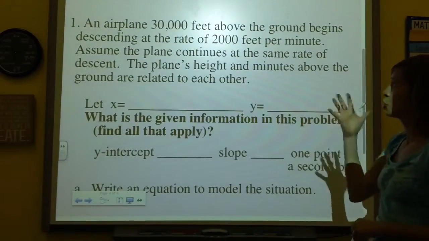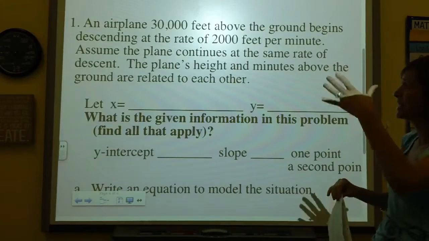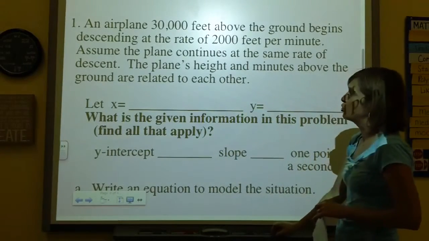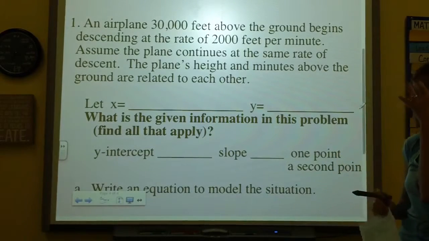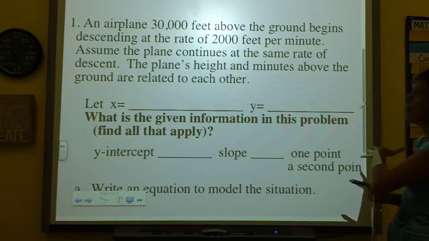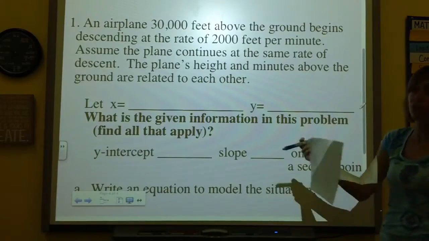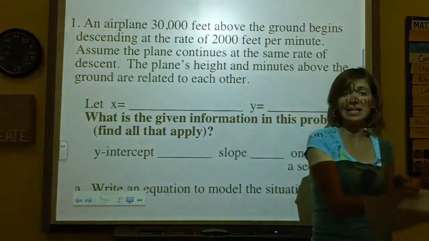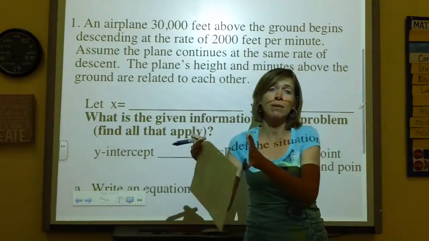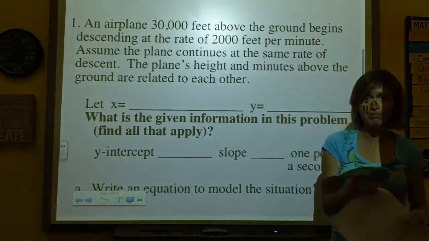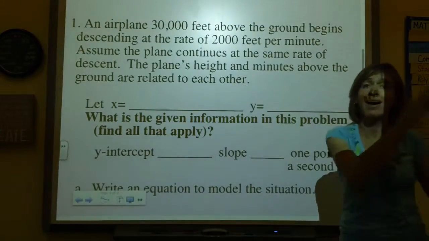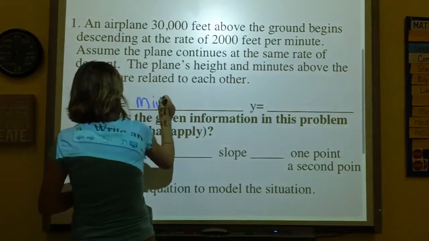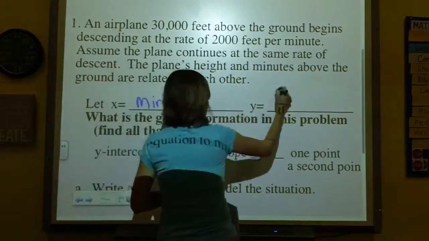All right, so let's look at this example. An airplane is 30,000 feet above the ground and it begins descending at a rate of 2,000 feet per minute. Assume the plane continues at the same rate of descent. The plane's height and minutes above the ground are related to each other. Okay, so first we have to say, what depends on what? Does the height depend on the minutes, or do the minutes depend on the height? Okay, and I'm hoping you're saying that the height of the plane depends on the minutes in the air. So minutes is my X, and height is my Y.